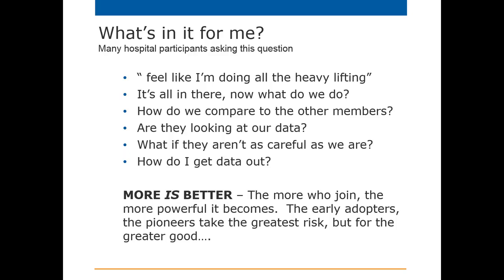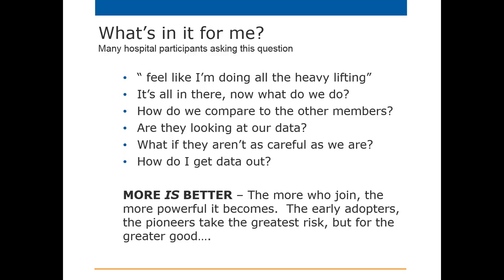So we had received some feedback from people who are participating in HIEs. I feel like I'm doing all the heavy lifting. I'm sending all these interfaces. I'm managing those. I've got to monitor those. And then I don't feel like everybody's doing that same amount of work. I don't know that I'm getting as much out. So, it's all in there. Now what do we do?